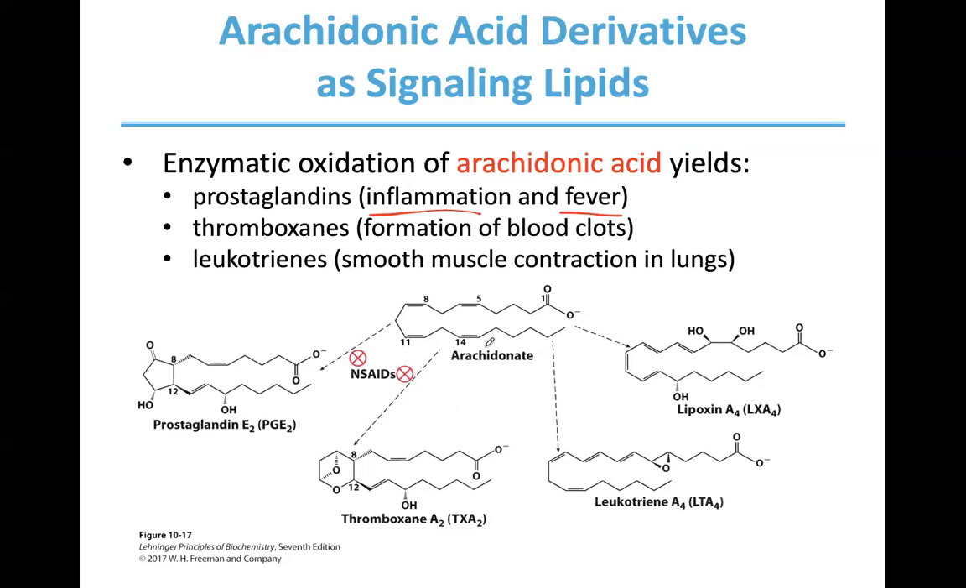So lipids are not only structural stuff. The lipids are important precursors for other biologically active molecules. Leukotrienes are important for smooth muscle contraction in lungs. For example, if you have asthma, you're producing too much leukotriene, and that production needs to be blocked, and you take medication for that.